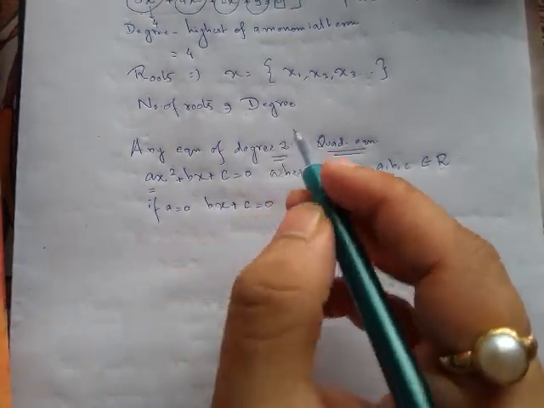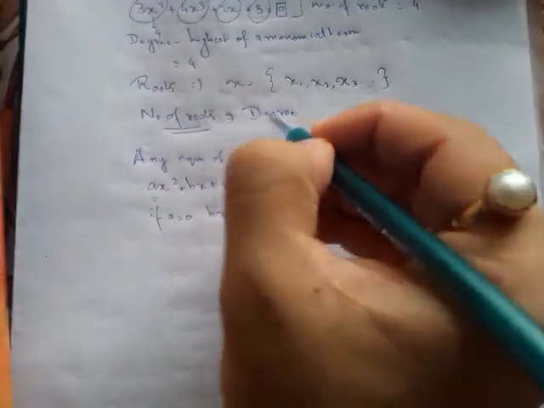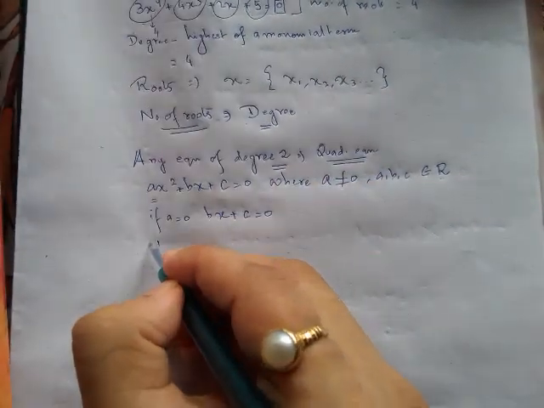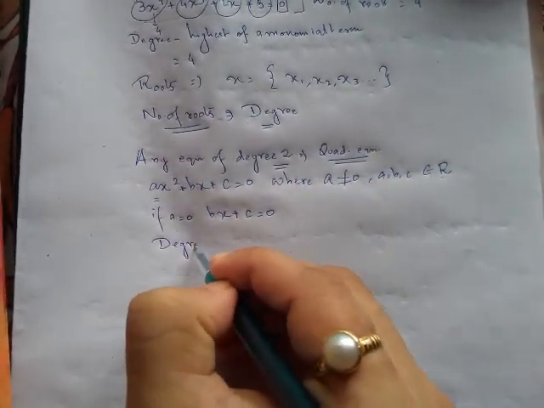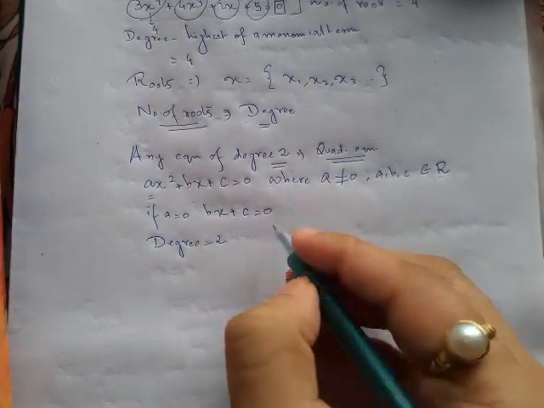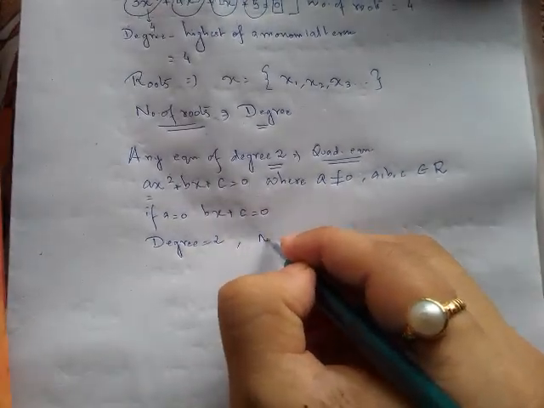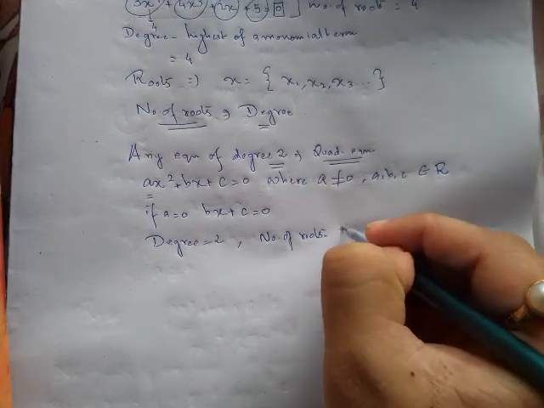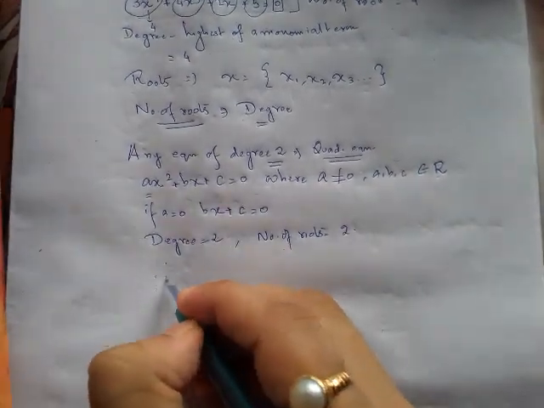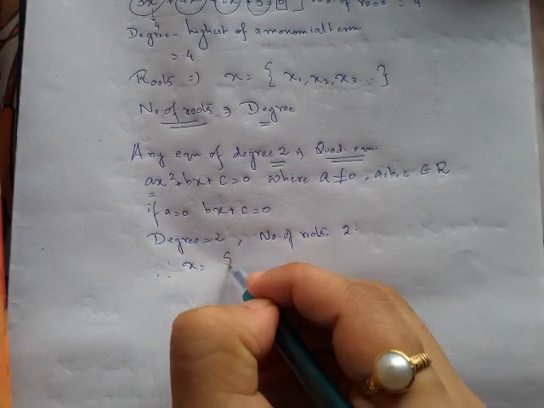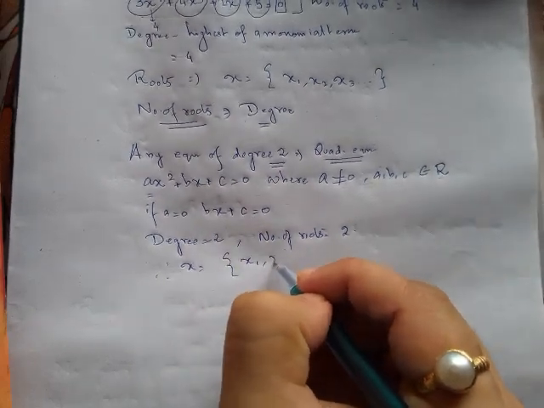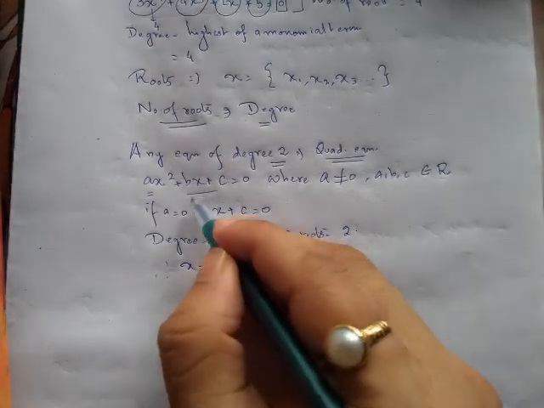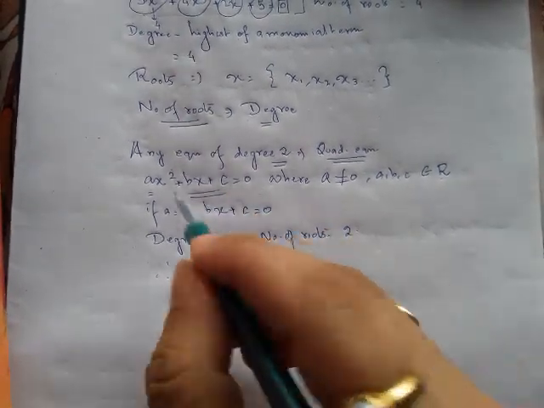So as we discussed here, number of roots is equal to degree. So degree of a quadratic equation is 2. What should be the number of roots? Yes, number of roots should be 2. So that means x will have two values in its set that will satisfy this equation. That means if I put x1 I will get 0, if I put x2 I'll get 0.